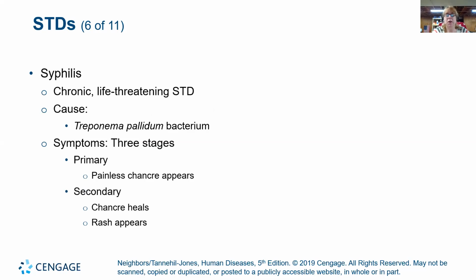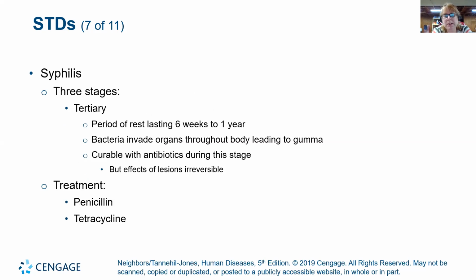Syphilis, this can be a chronic life-threatening STD. It's caused by Treponema pallidum bacteria. So the first phase is you get a chancre, okay, or a lesion. Secondary phase is the rash, or the chancre heals, but then you get a rash. The third stage is the tertiary stage, okay? This can last for 6 weeks to a year. So this is when the bacteria invade other organs throughout the body, okay? And it leads to, I would say, a syndrome called gumma, okay? It is curable with antibiotics during any of these first 3 stages.